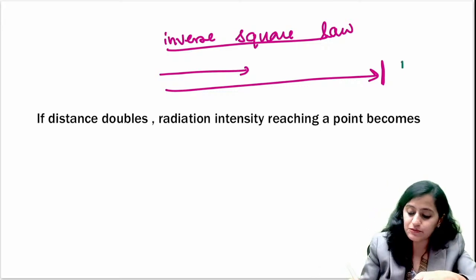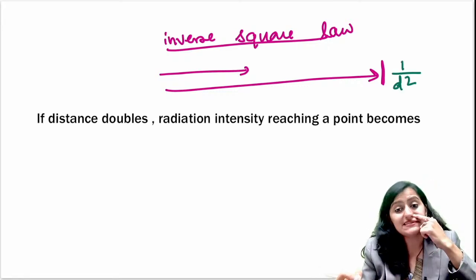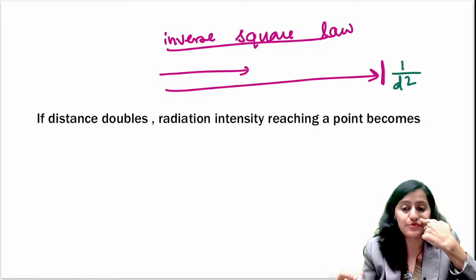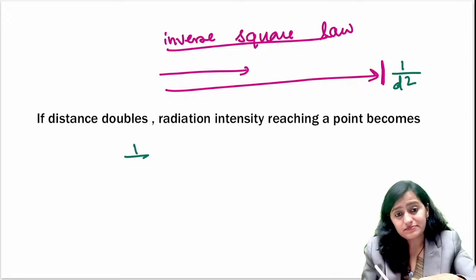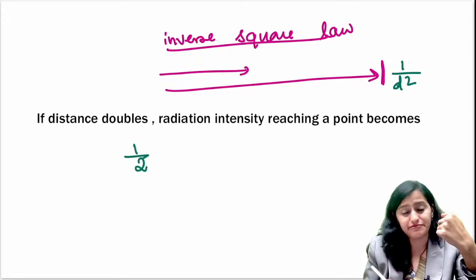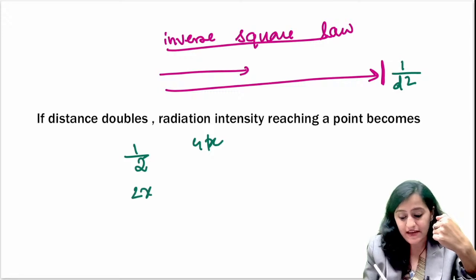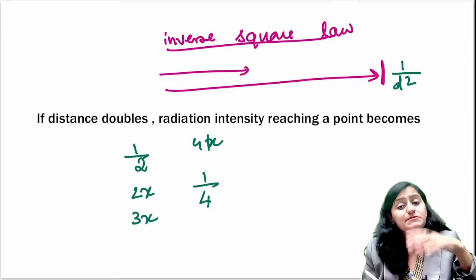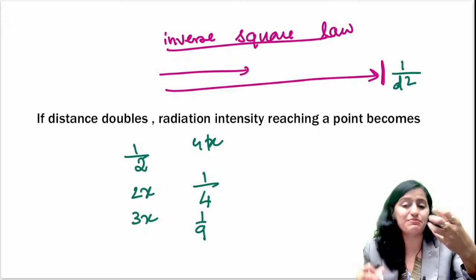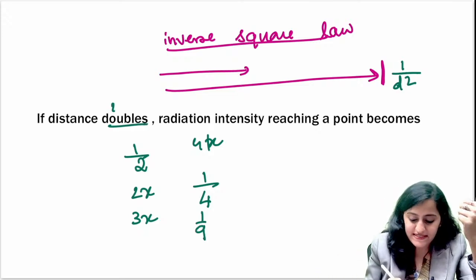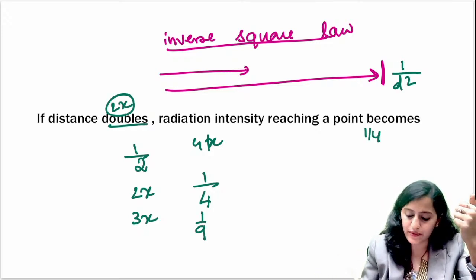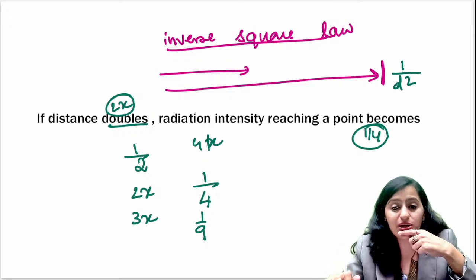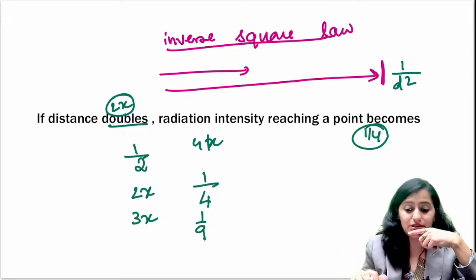It is inversely proportional to the distance squared, 1/d². So if the distance becomes half, then it is going to be 4 times. If the distance becomes 2x, then it is going to be 1/4. If the distance becomes 3 times, it is going to be 1/9. So if the distance is doubling, that is 2x, this is going to be 1/4. It is the inverse square law. Is this clear with everyone?